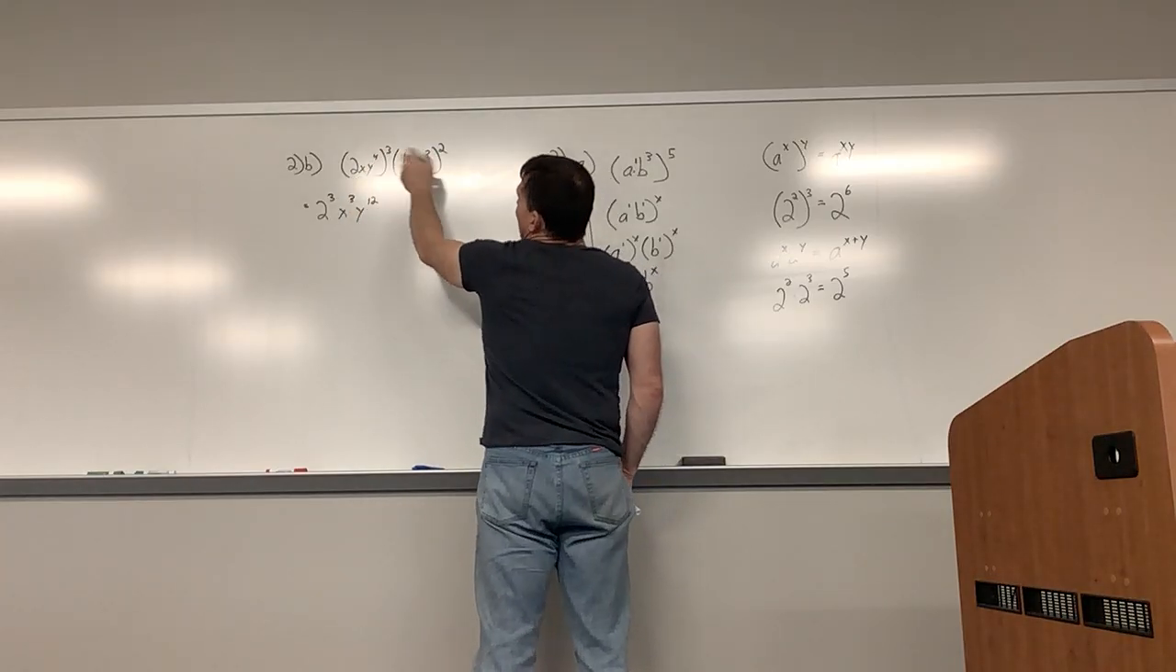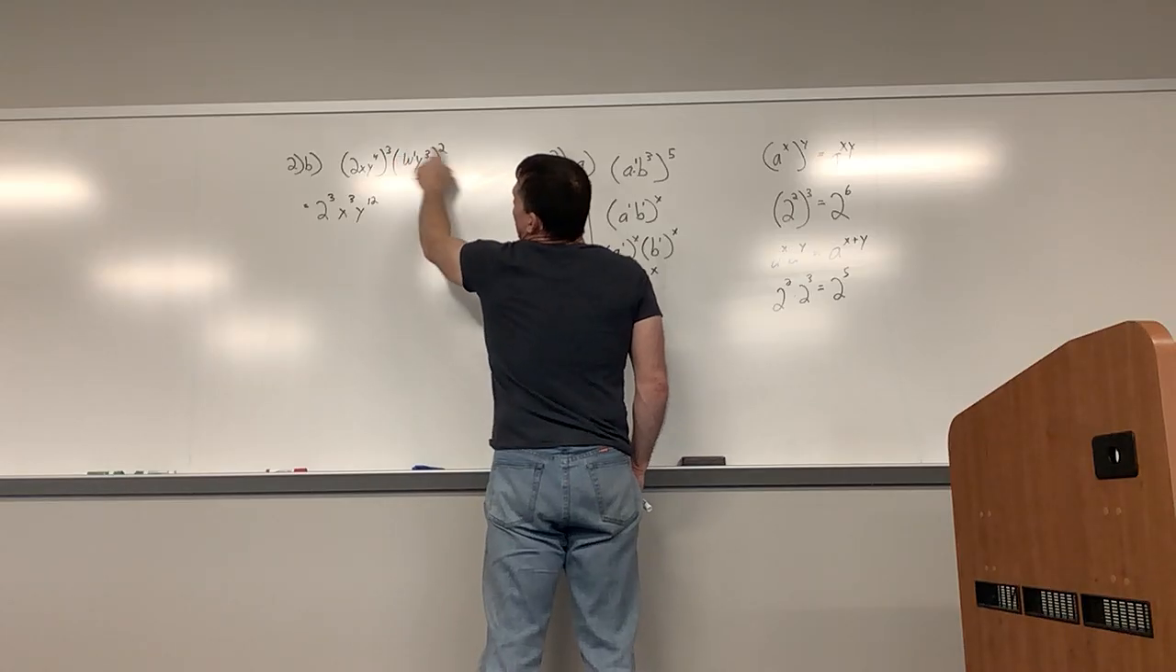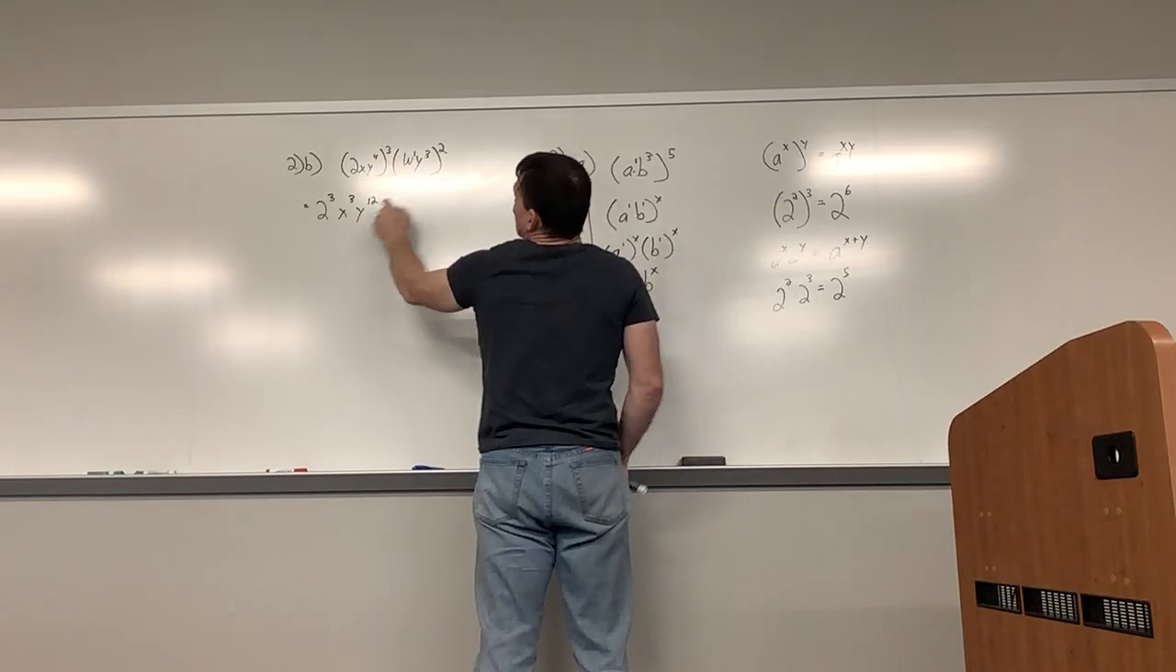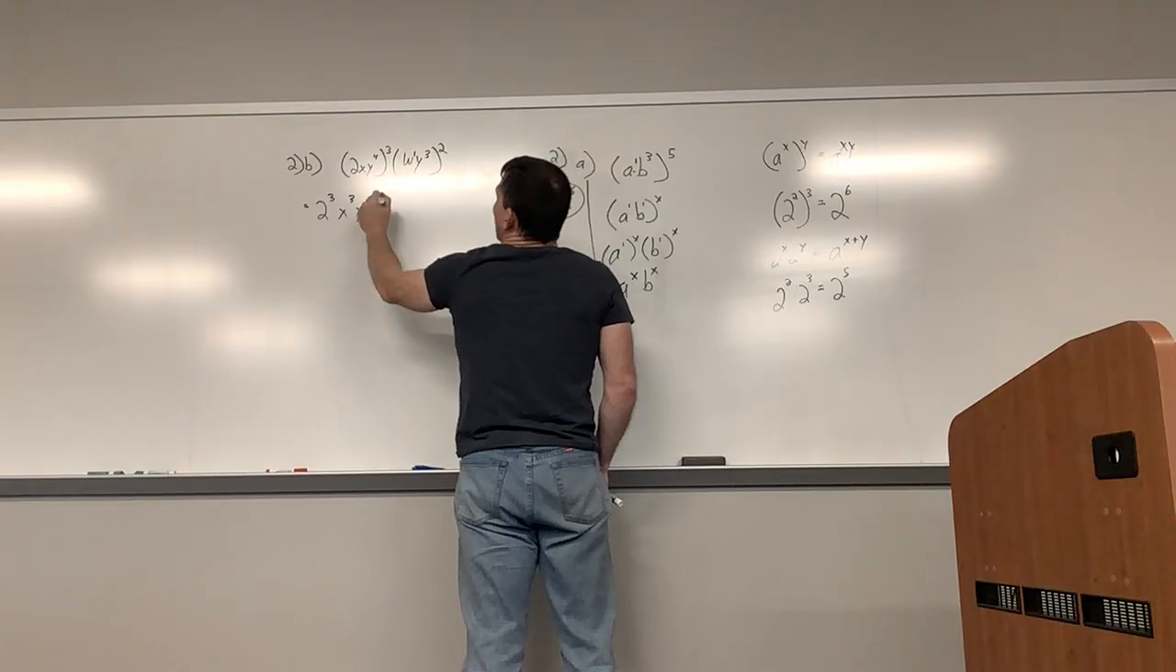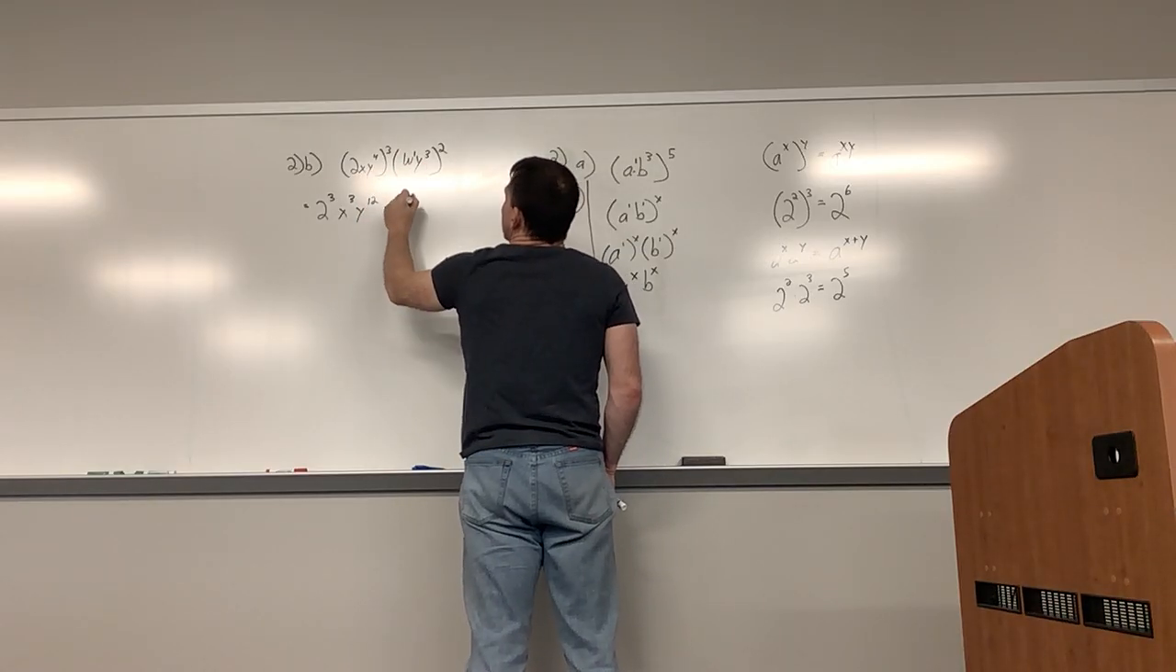Do the same thing here. That's y to the 1. Rule for exponents: raise the exponential to a power, multiply the powers, so I get w to the 1 times 2, 2, y to the 3 times 2, 6.